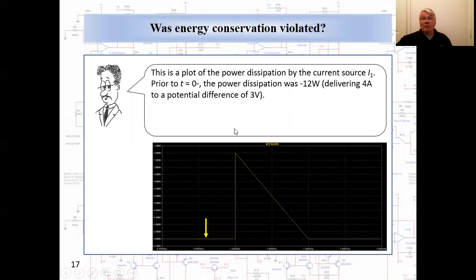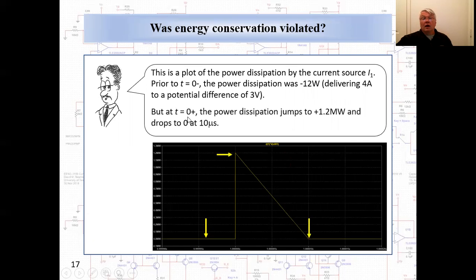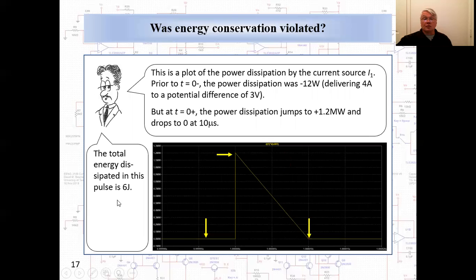Now here's a plot of the power dissipation of the current source I1 prior to t equals 0. The power dissipation was minus 12 watts, meaning it was delivering 12 watts to the circuit. However, just as the switch opens at t equals 0 plus, the power dissipation jumps to 1.2 megawatts and drops linearly to 0 at 10 microseconds. The total energy dissipated in this pulse, integrating the area under this curve, is 6 joules. The source absorbs the missing energy.